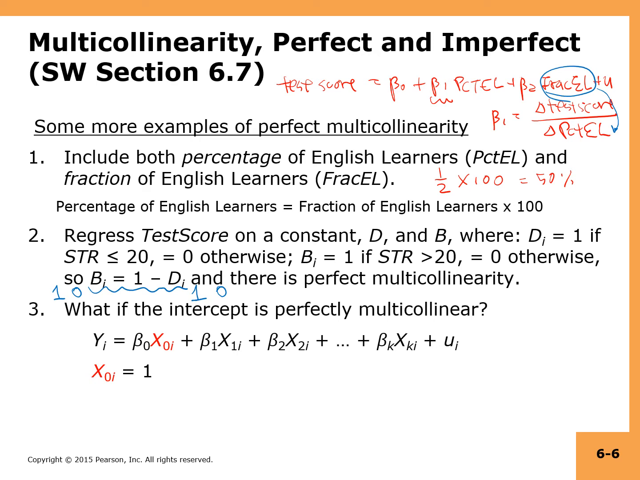So let's think about the intercept a little differently than we have been thinking about. We normally write the intercept as just beta 0 without any regressor. But we can think of it as a case with a regressor x0i, with the intercept beta 0, and this regressor just equals 1 in every single observation.